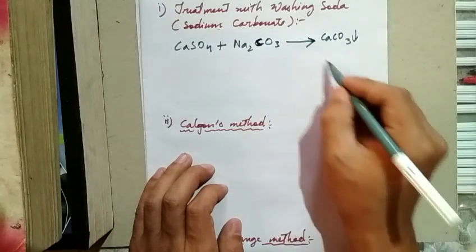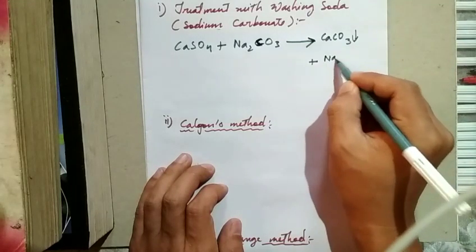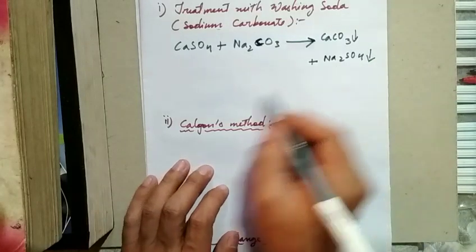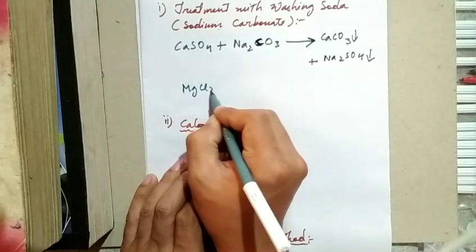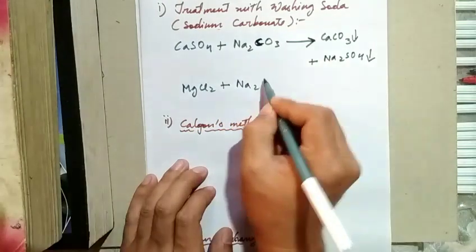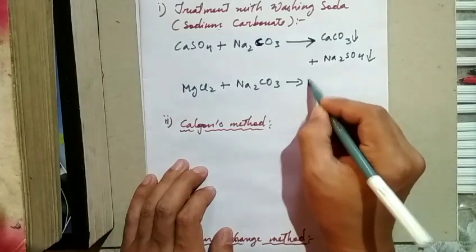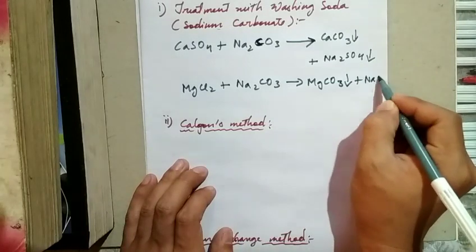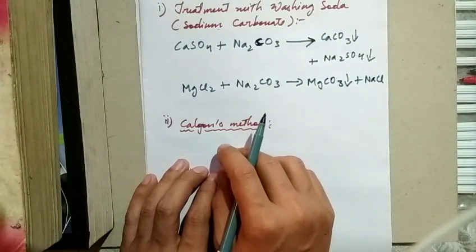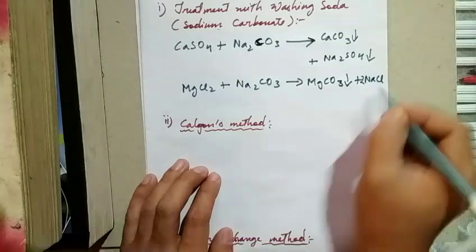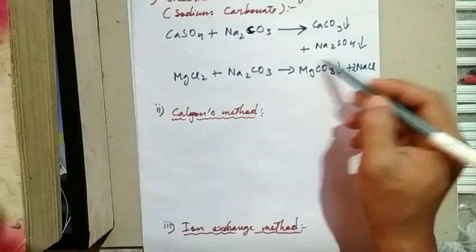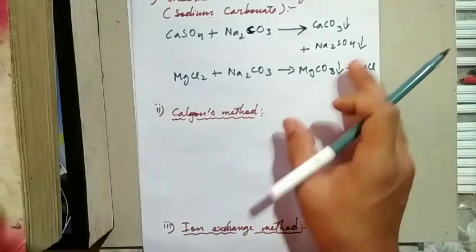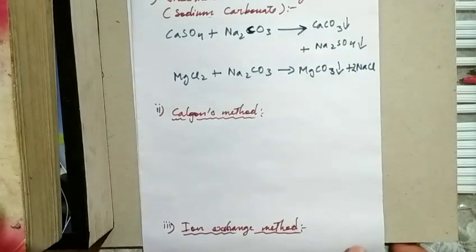This is precipitated, plus Na2SO4, sodium sulfate. Next is magnesium chloride plus sodium carbonate to give magnesium carbonate plus NaCl, so this will be 2 NaCl. So this insoluble salt is precipitated, and after filtration we can get the soft water.